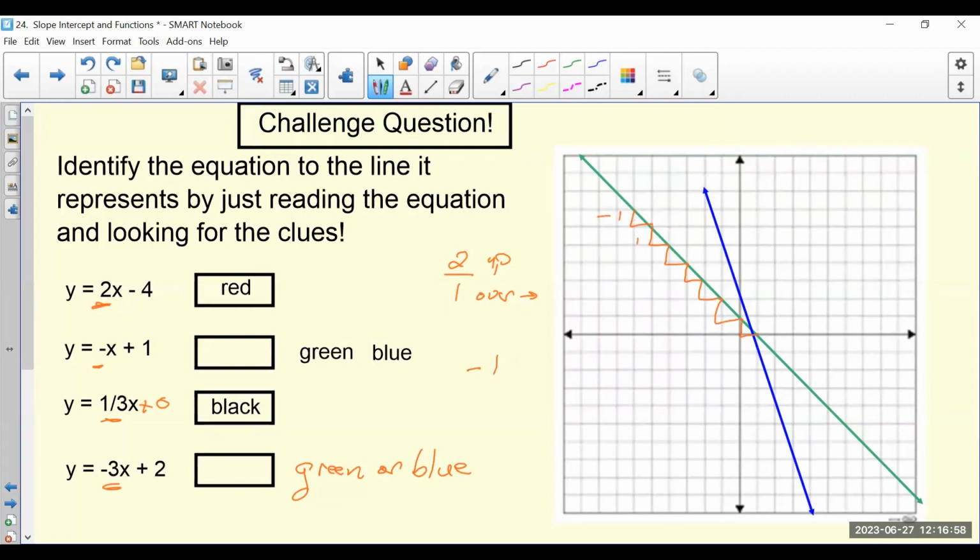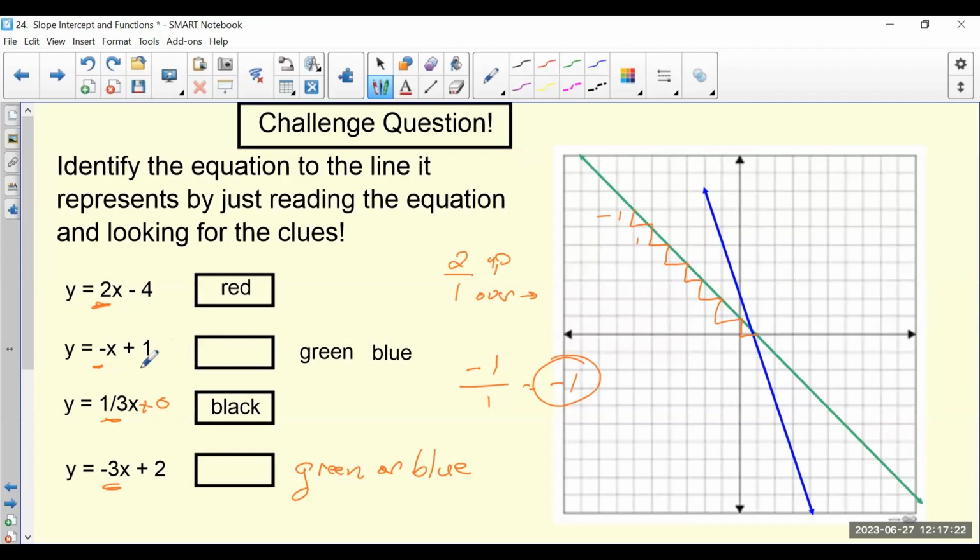So down 1 is -1. Over 1 to the right is still positive. -1 over 1 equals -1. -1 divided by 1. So we're looking for a slope of -1. I don't see a -1. -3, 1/3, -2.